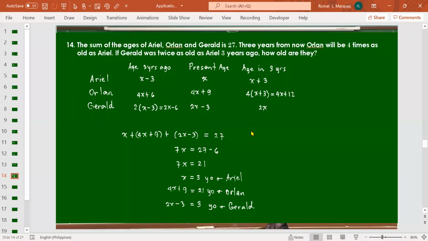Yes po, sir. Okay. So it means Ariel and Gerald are of the same age. Same age. So in the future and in the past, the ages of Ariel and Gerald should also be the same, always, because they are of the same age. Okay, guys? Okay, next.